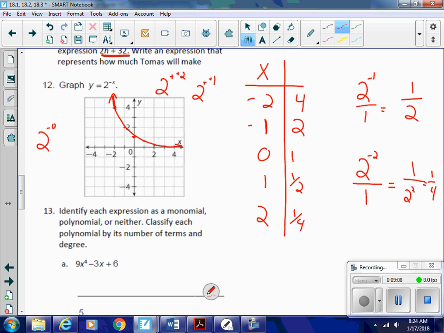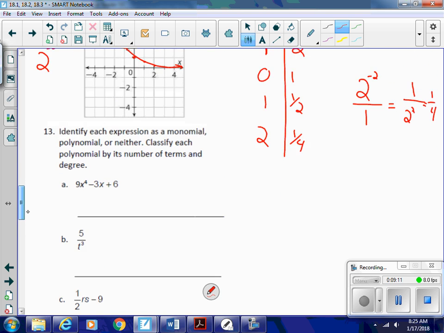Number 13, identify each expression as a monomial, polynomial, or neither, then classify the polynomial by its number of terms and its degree. Found these directions a little odd. I could just see skipping and classifying it by its number of terms, but I guess we want to identify those things that, hey, they're not polynomials at all.